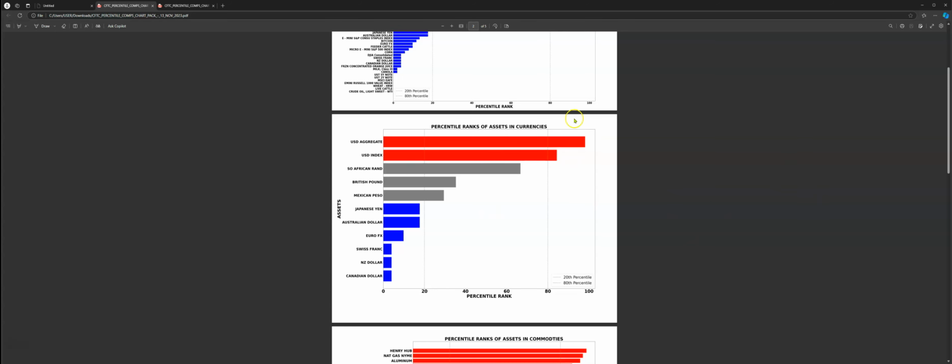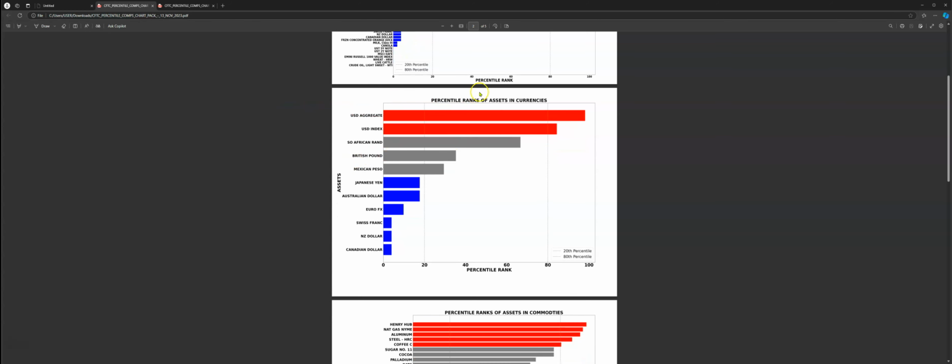So this is the CFTC data, or the CFTC chart, from 13th of November 2023. You can take a look right here at the percentile ranks of assets in currencies. If this is above 80, it shows you that it's stretched to the upside, which means it's stretched long. And if it's below 20, it shows you it's stretched short. So that means you most likely don't want to be buying something at the highs. That's just what this means.